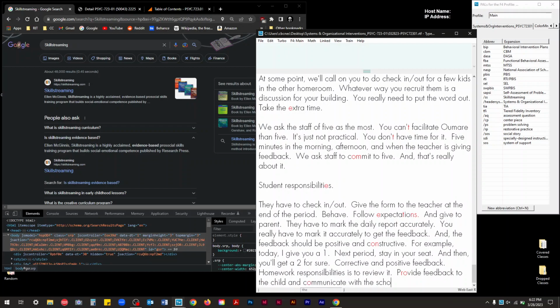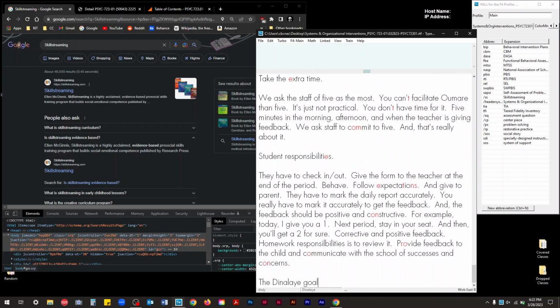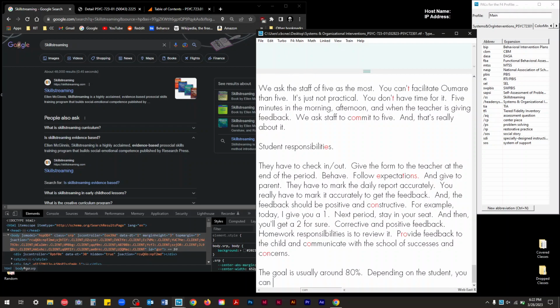And so you have that daily point goal. Most of the time it's just 80%. That's kind of where we start. But depending on the student, you can adjust that up or down. Reinforcing for daily check-in and check-outs, and then reinforcing for meeting their daily goal.